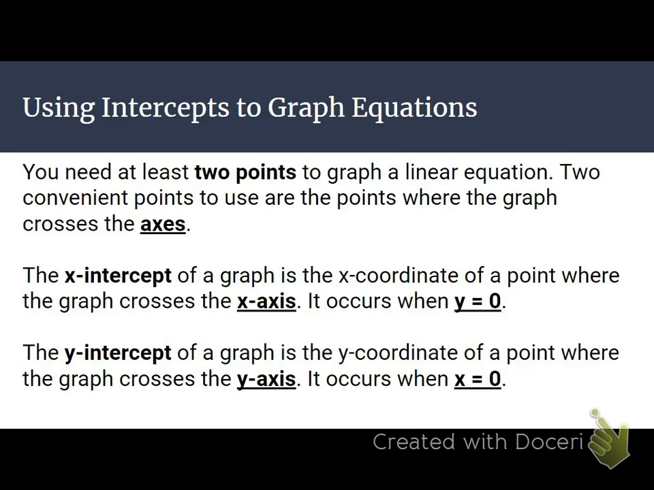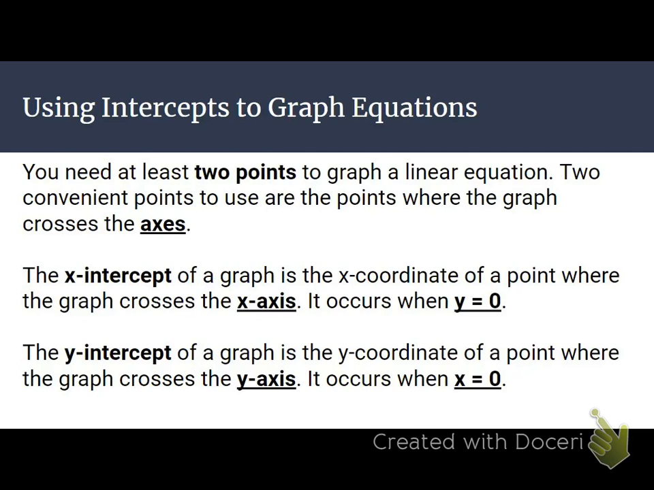Graphing using intercepts. You need at least 2 points to graph a linear equation in 2 variables. Those ones where it's just x or just y are the exceptions, because we have specific rules for horizontal and vertical. Otherwise, we have to use at least 2 points. 2 convenient points to use are the points where the graph crosses the axes.